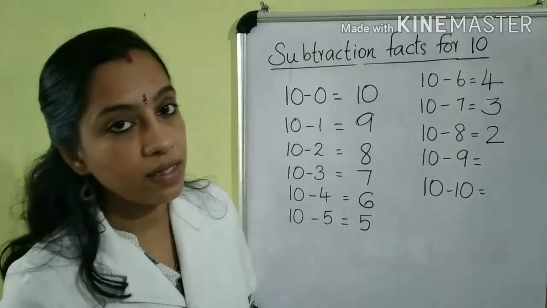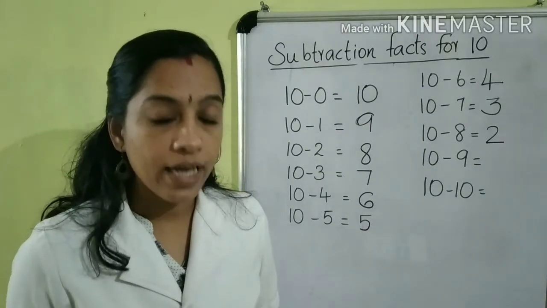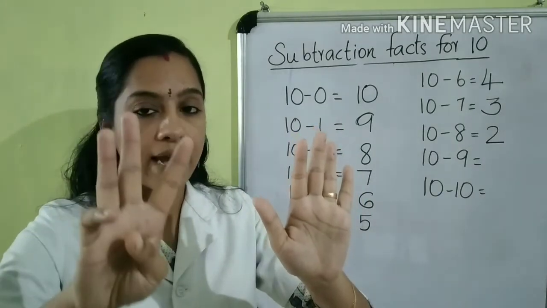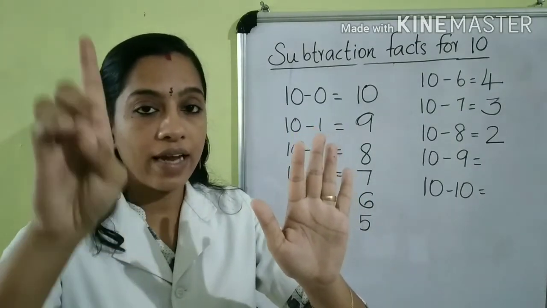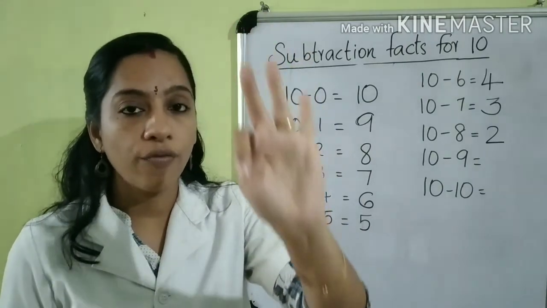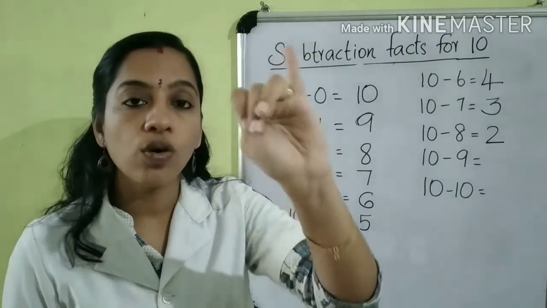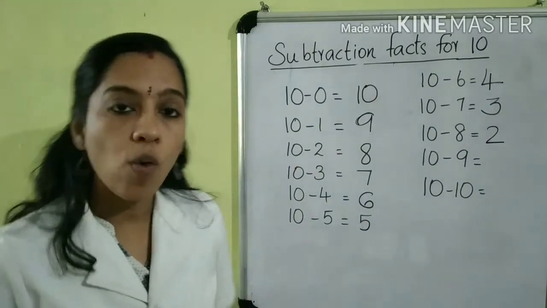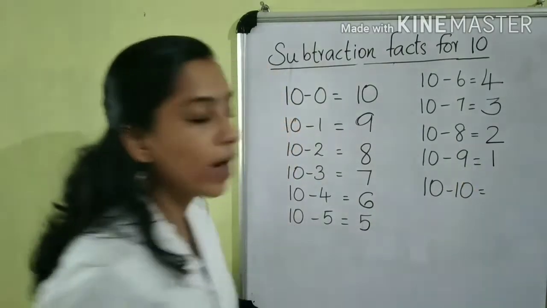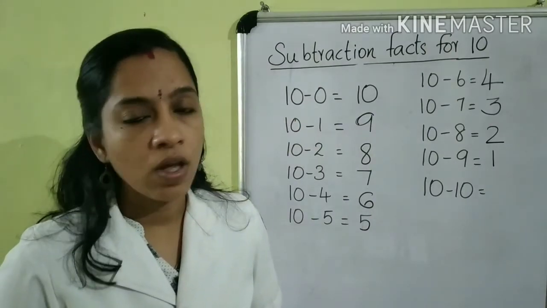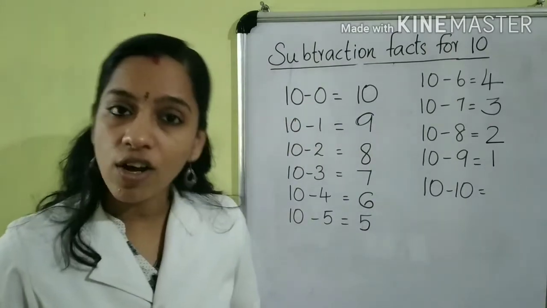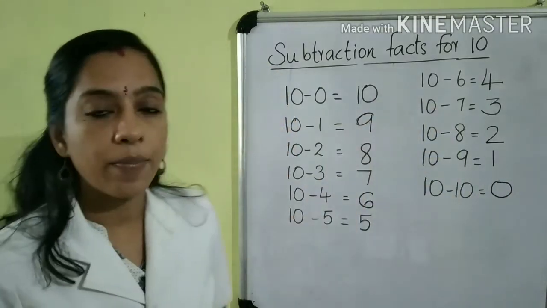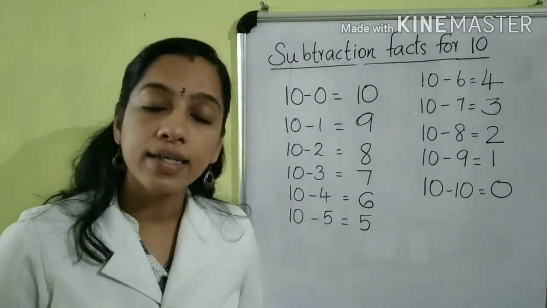Then 10 minus 9. So we can take 9 fingers, then count backward from 10. 9, 8, 7, 6, 5, 4, 3, 2, 1. That is 10 minus 9 is equal to 1. The last one, 10 minus 10. What is the answer? 0. So children, these are the subtraction facts for the number 10.